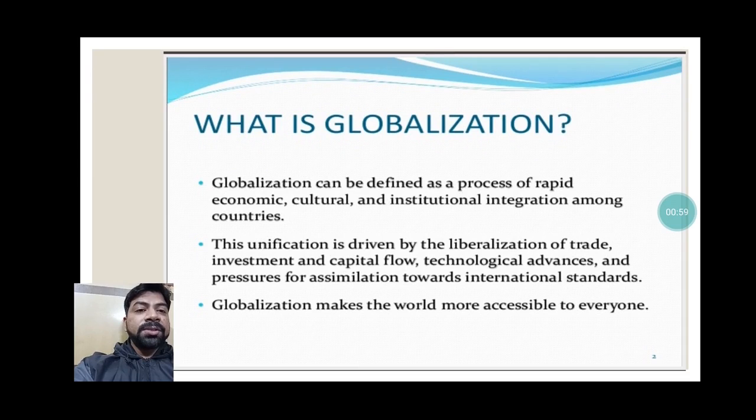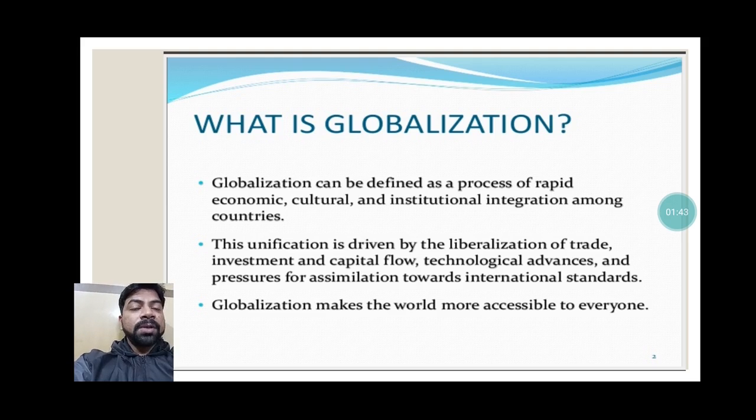When we talk about globalization, it can be defined as a process of rapid economic, cultural and institutional integration among countries. As I said, countries are now not apart from each other, they are all linked. We are sharing our economy, cultural activities and institutional activities, and this way we are linked together. This unification is driven by the liberalization of trade, investment and capital flow, technological advances and pressures for assimilation towards international standards.